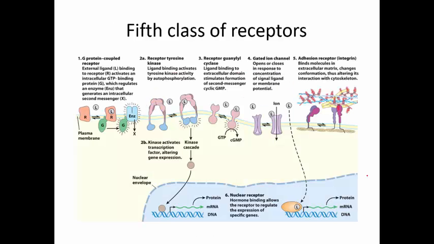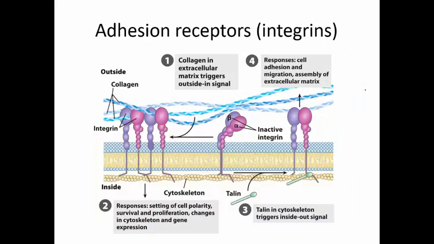All right, so that's gated ion channels. We're going to briefly talk about these adhesion receptors. There are a number of them, but the most famous ones are called integrins. The way adhesion receptors work is they have a subunit on the outside of a cell and a subunit on the inside of the cell. And on the inside of the cell, it's attached to the cytoskeleton.